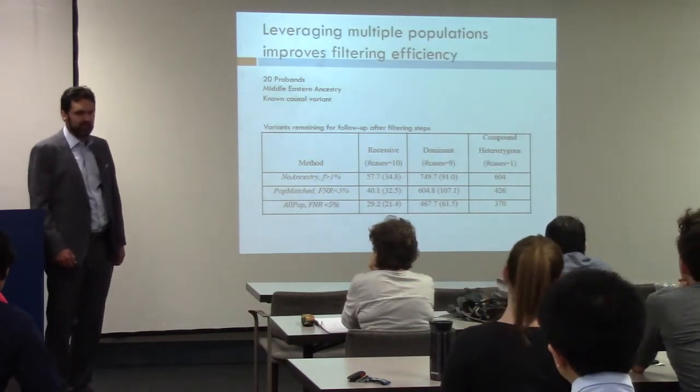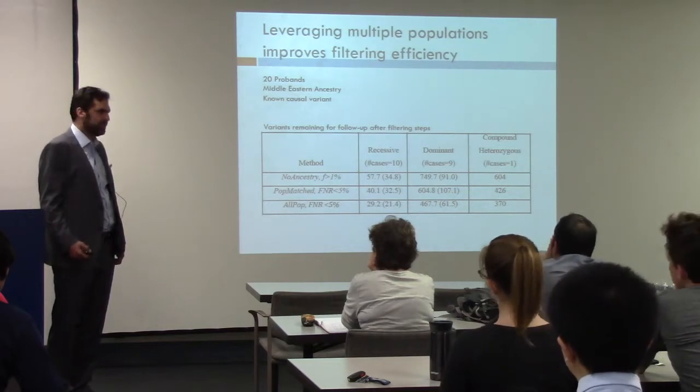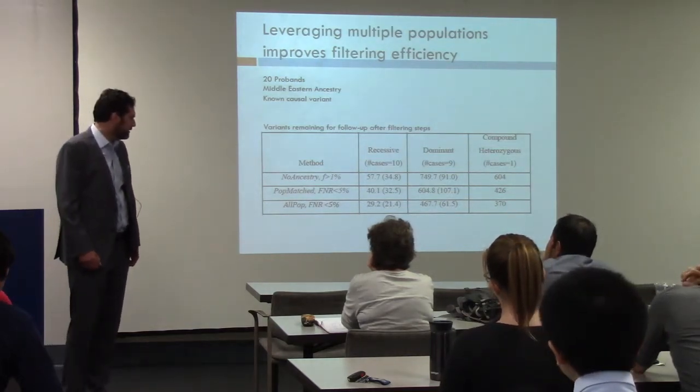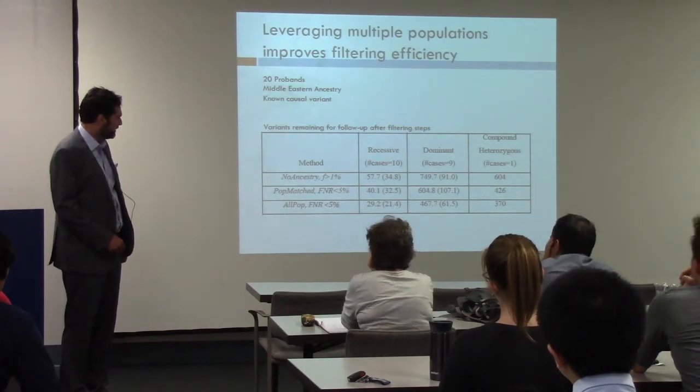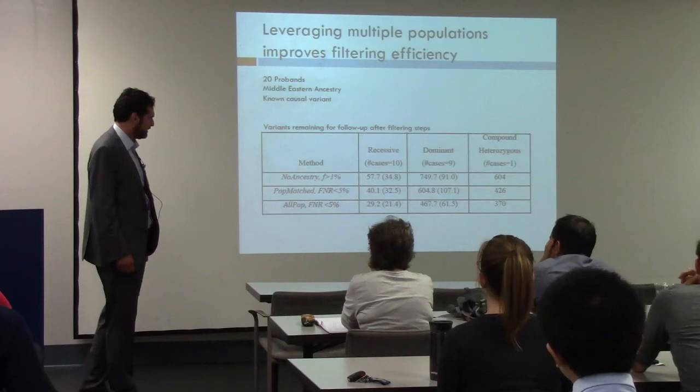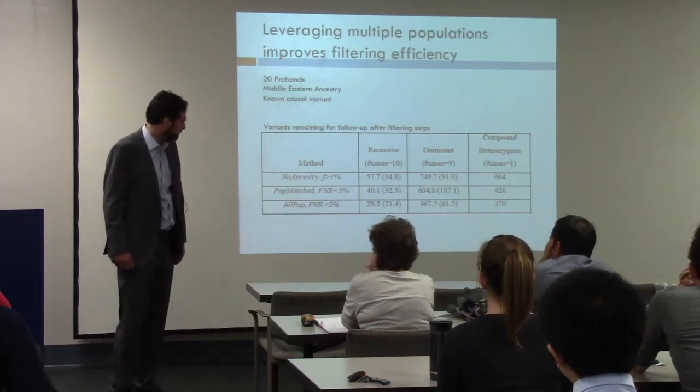This basically says if we have a European individual, let's calculate the frequencies based on Europeans. When we do that, we actually see a reduction down to about 40 variants remaining per individual for the recessives and 600 for the dominant.